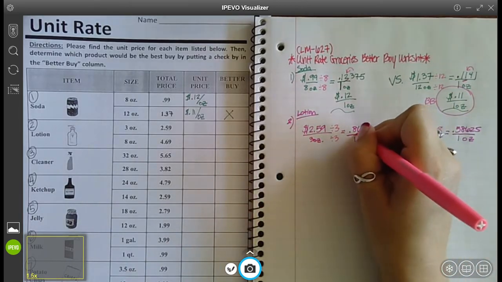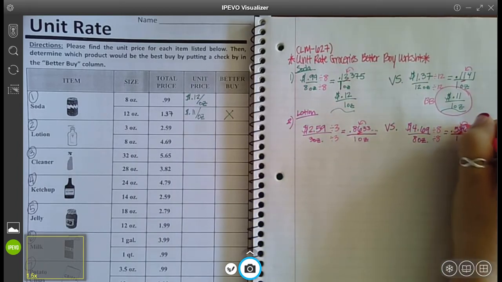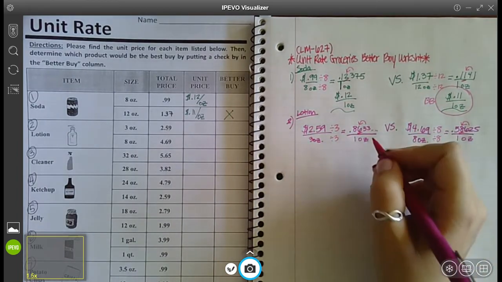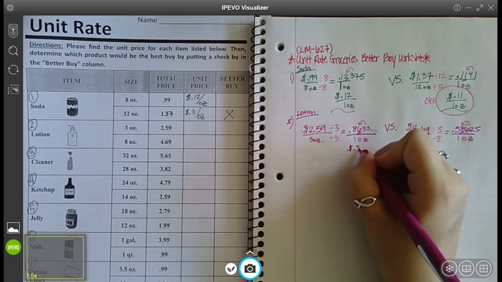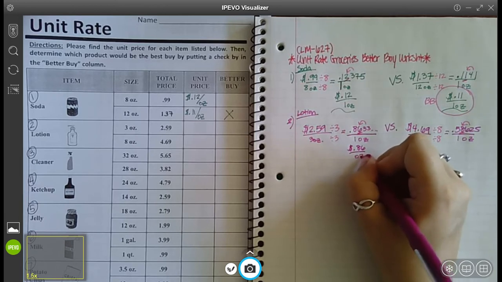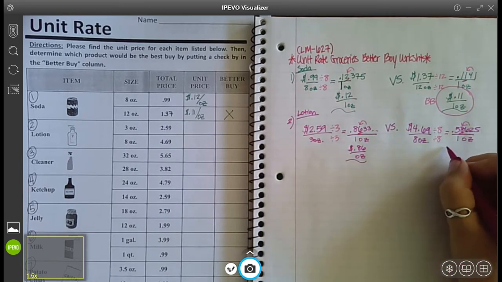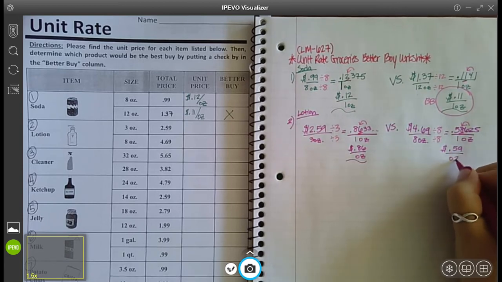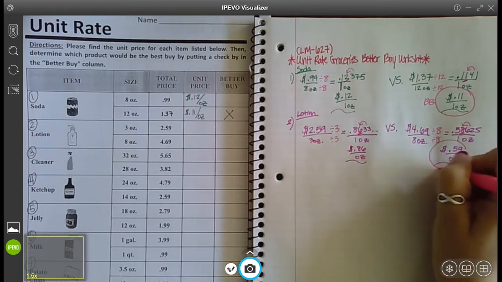But we're talking about money, so I want to round it to the hundredths place. So here, this 3 tells this 6 to stay a 6. So this is 86 cents per ounce. And this one, the 6 tells this 8 to go up. So now it's not 58 cents, but 59 cents per ounce. Well, what's the better buy? Would you rather spend 59 cents or 86 cents? I'd rather spend 59 cents.